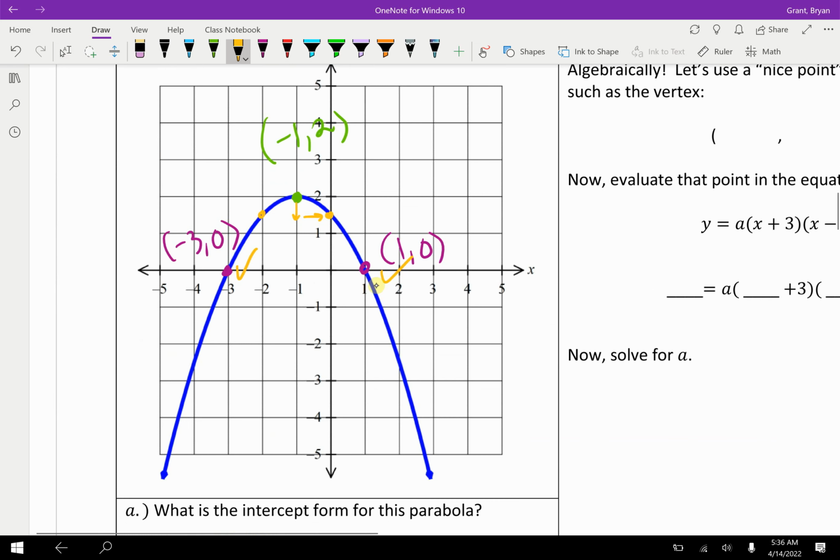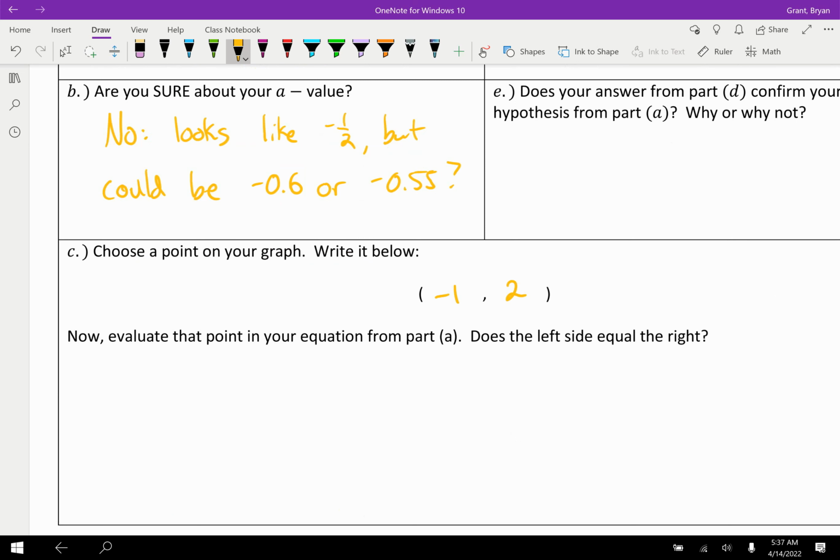Well, I actually don't see any other nice points here or here. Oh, what about the vertex? The vertex is a nice point, isn't it? Negative 1, 2. Yeah, let's use that point. So we're going to go ahead and choose the point negative 1, 2. In this case, this is the vertex.